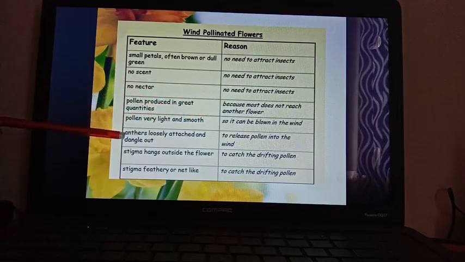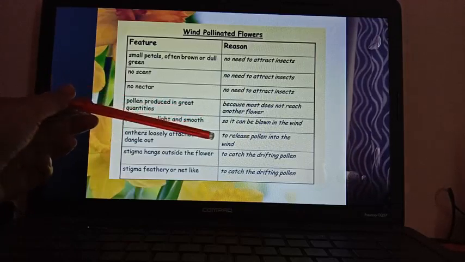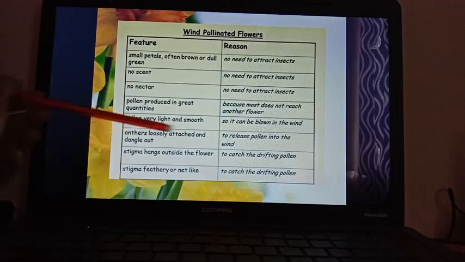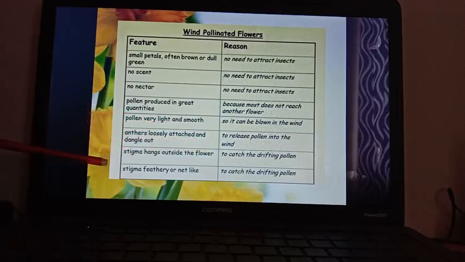Anthers are loosely attached and dangle out to release pollen into the wind. The stigma hangs out of the flower to catch the drifting pollen. The stigma is feathery or net-like to catch the drifting pollen very fast.